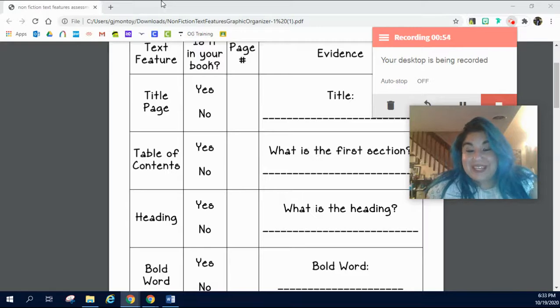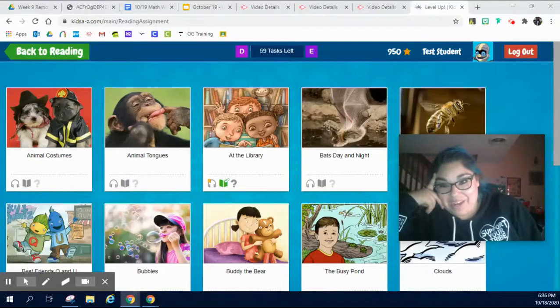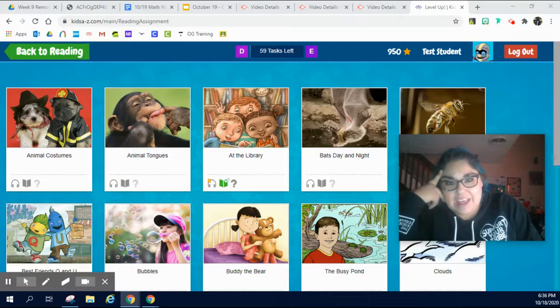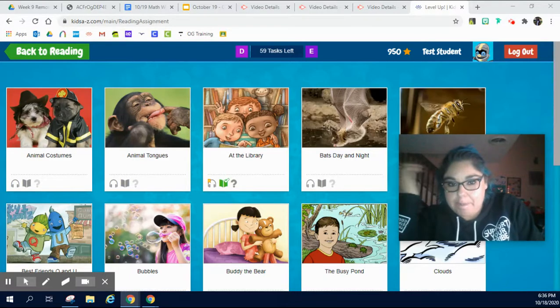So let's look at what we did yesterday, talking about what some text features are. All right, friends, this week we're going to be talking about text features for nonfiction books. Nonfiction books are books that are about real animals. They're not make-believe. They're about real people and real animals.